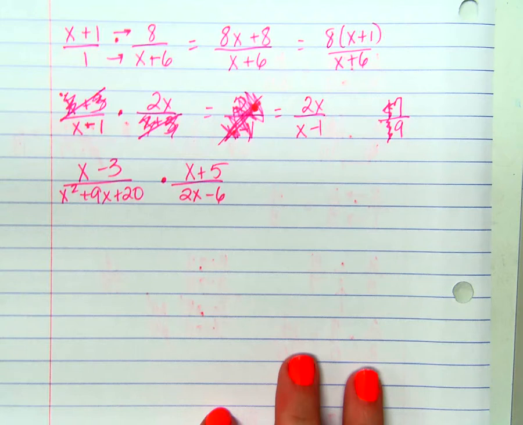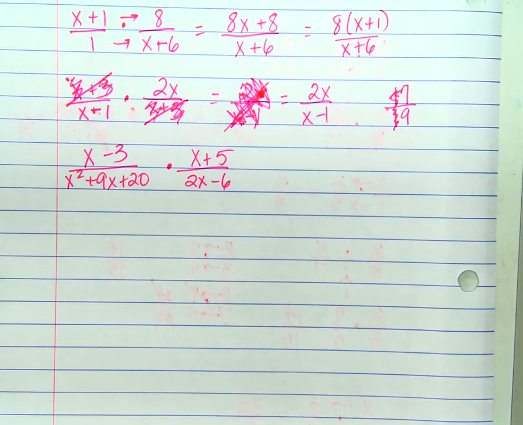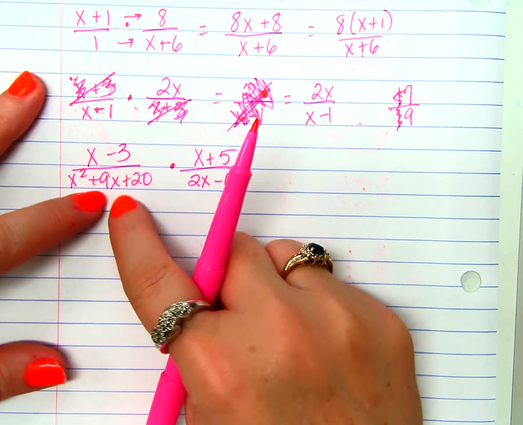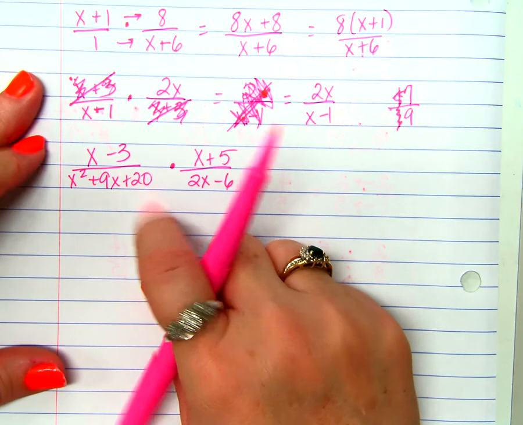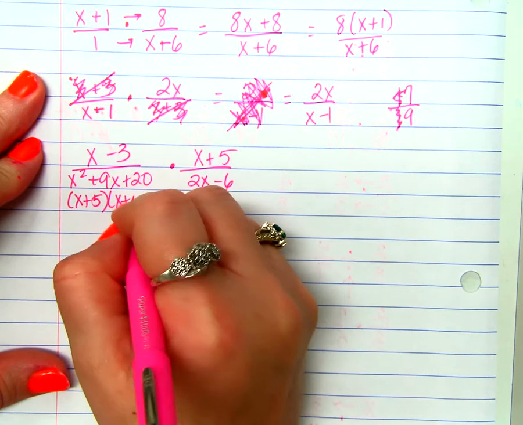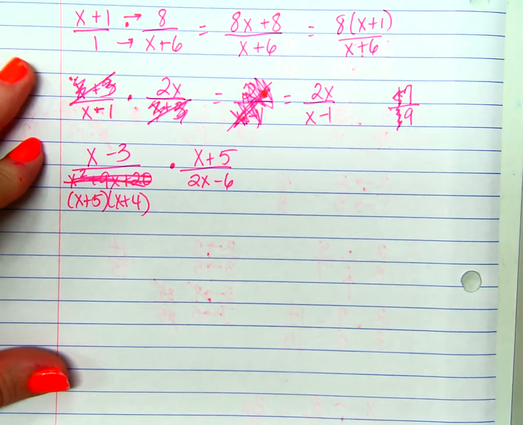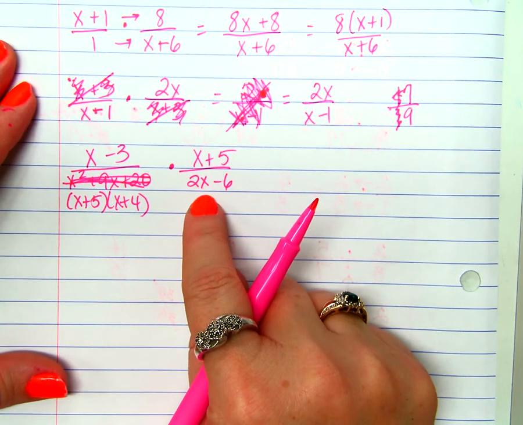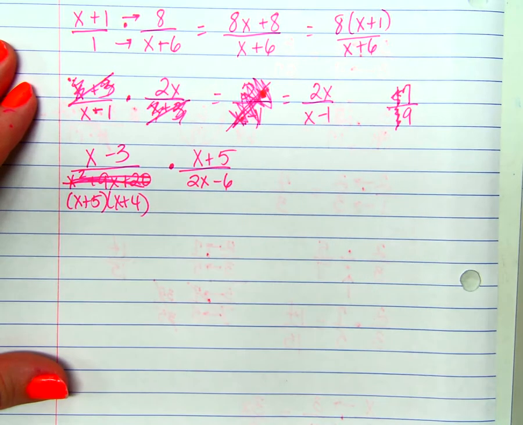So what about this one? First of all, we need to find the factors of everything, don't we? We need to simplify everything that I possibly can. Can I simplify x minus 3? No. Can I simplify the denominator here? Into what? X plus 5, x plus 4. Okay? Can I simplify this numerator? Can I simplify this denominator? Okay, so I see some no's and some yeses. Which one is it? Yes, how?